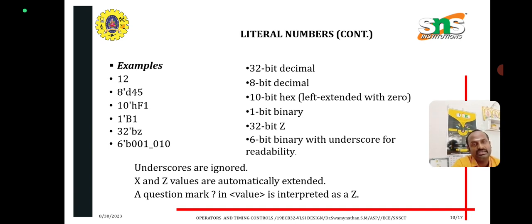So 6'b001_010: 6 is the size, b is the base, then the value. So that is totally 6 bits, 001 underscore 010. So the underscores are ignored, and X and Z values are automatically extended. A question mark in a value is interpreted as a Z.